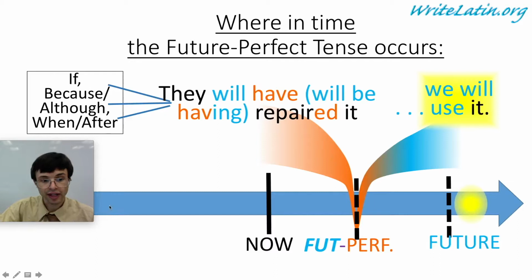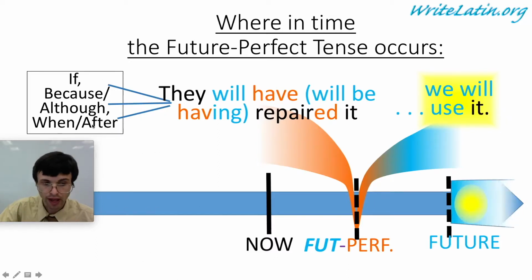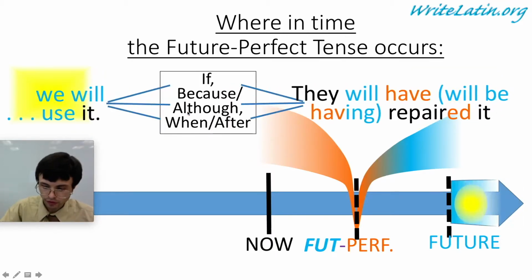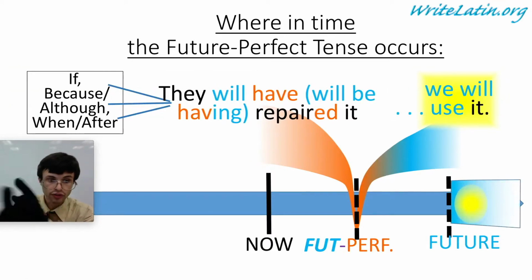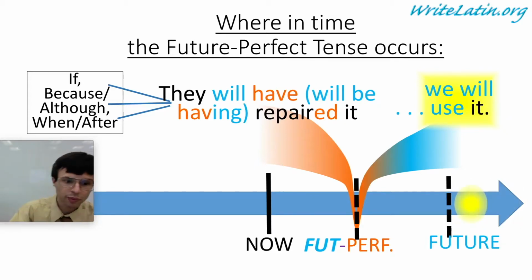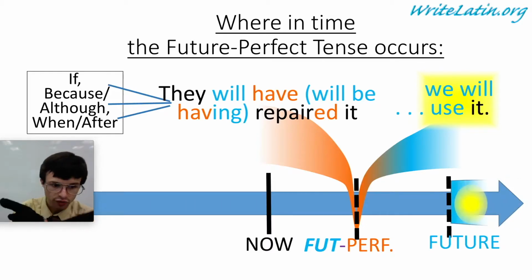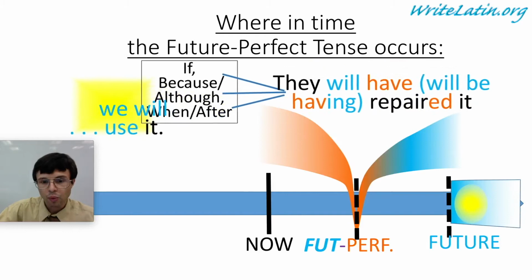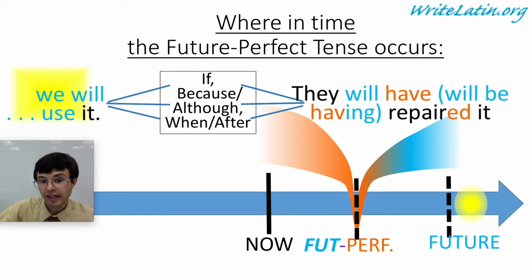It wasn't there in the pluperfect back here. Then it was just because, although, when, and after. But now we have those four and if as well. And in fact, if is the one that is almost always used in the future. Okay, so we can also reverse these two clauses, just like we were able to reverse the perfect and pluperfect. Now here we're able to reverse the future and future perfect. So we will use it if they will have repaired it by then.